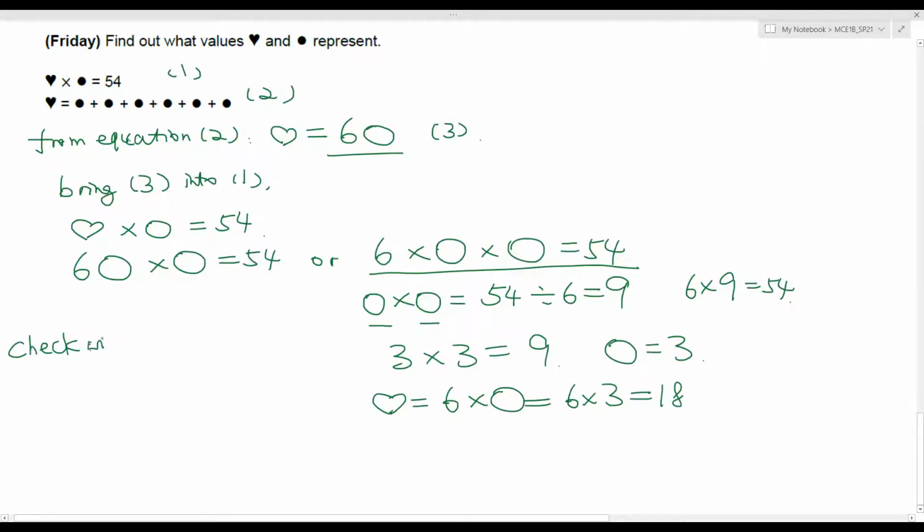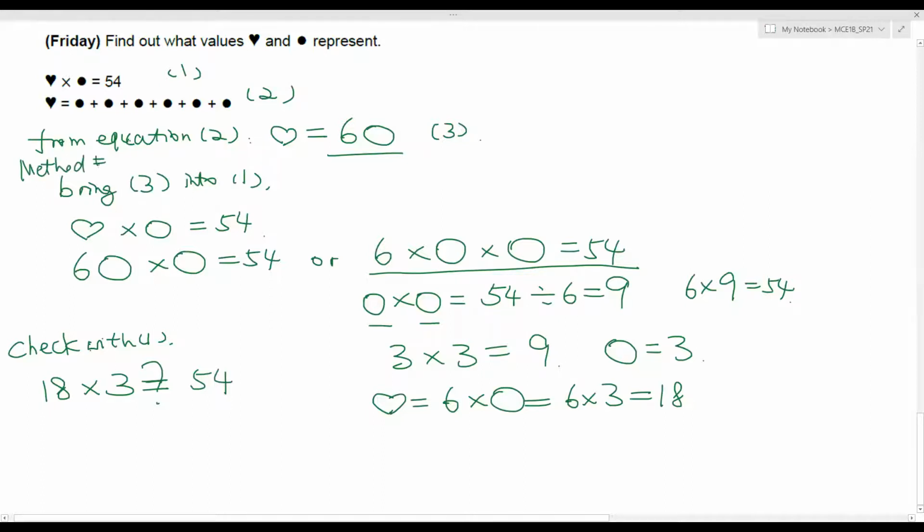Now let's check with equation 1. If you say heart is 18 and the circle is 3, would 18 times 3 be 54, guys? Yes. Very good. 18 times 3 is exactly 54. So you figured it out. So let me just say this is method 1. Do we have another method?